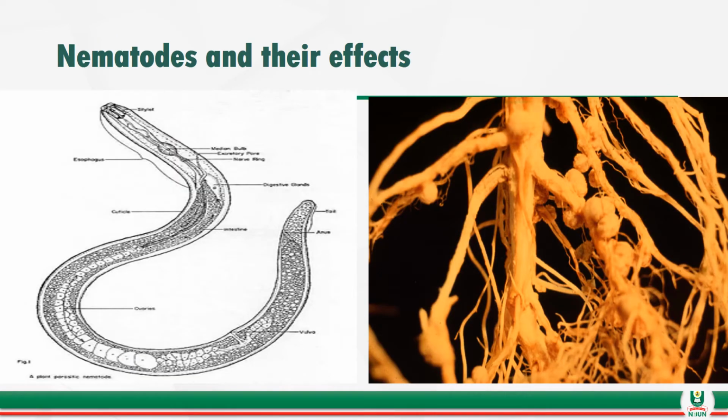This is a picture of nematodes. They are spindle-like, some are roundish in shape. And then this is the way they affect the roots of our plants. They interfere with the normal uptake of food nutrients, including water.